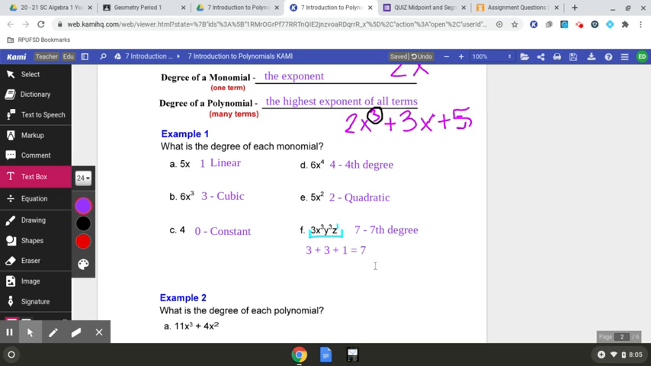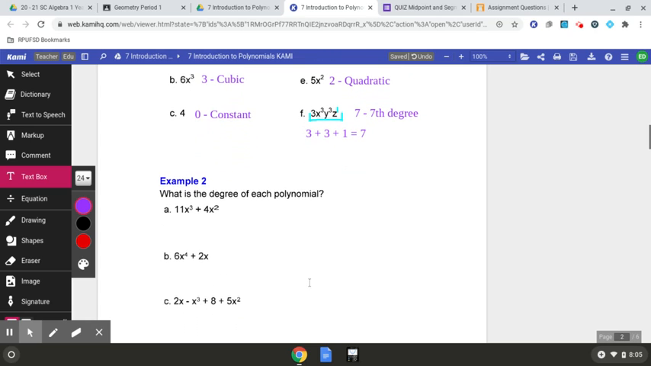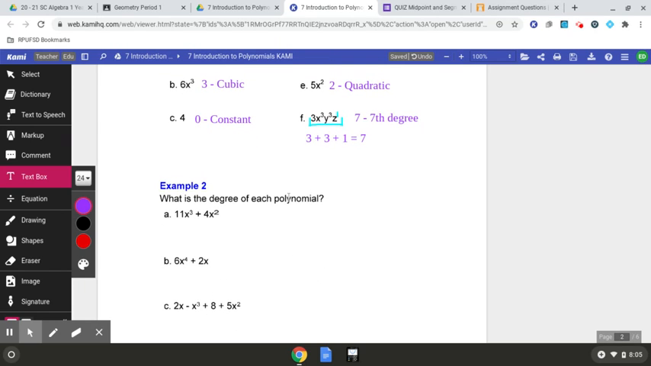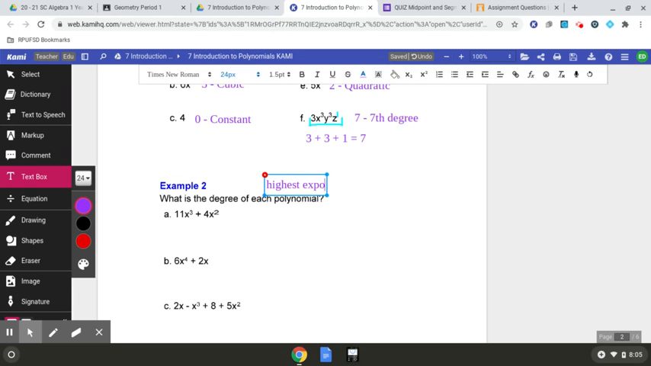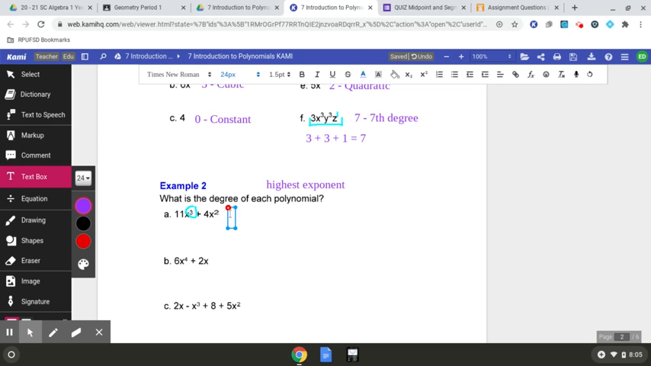Okay, and now the next ones, we went from a monomial where we had one term here to now a polynomial, right? So multiple terms. When we do this, each polynomial, we're just looking for the highest exponent. So when I look here, I have 11x cubed plus 4x squared. My highest exponent or higher exponent is the 3. So when we want to name this, it would be the degree is 3, which would make it cubic.